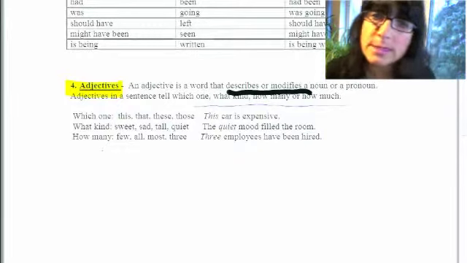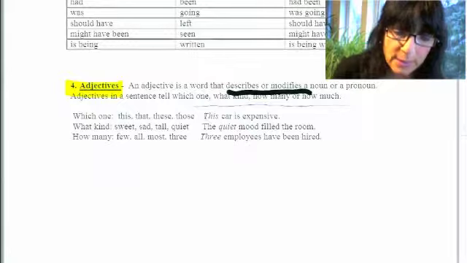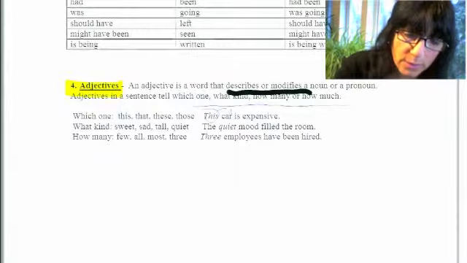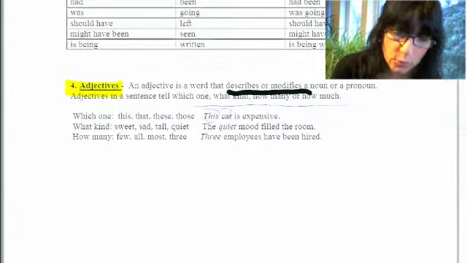So let's look at some examples of adjectives. For example, which one? Words like this, that, these, and those. So this car is expensive. It's modifying the word this, is modifying car. It's telling you which one.